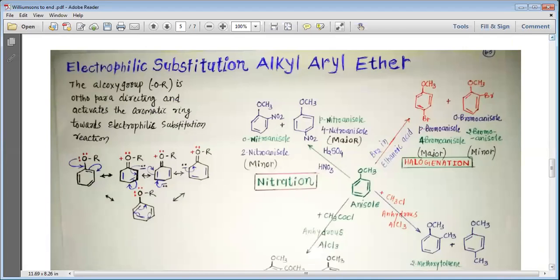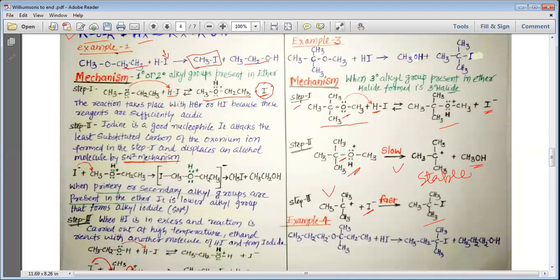So please remember, my dear students, that if primary and secondary groups are present in the ether, the iodine is going to bond with the least substituted group. But if there is a tertiary alkyl group present in the ether, then iodine is going to combine with the tertiary alkyl group. The same we can see here in this example, that this group is again a tertiary group. So this is the tertiary carbon, which is going to give us the iodide, whereas this long chain of carbon will give us the alcohol.